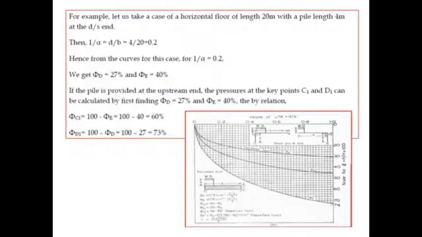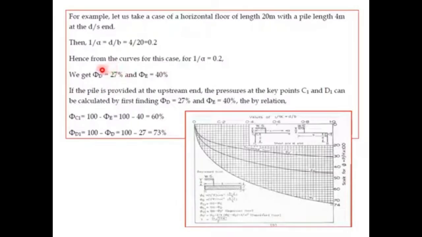So let us take an example of a horizontal floor of length 20 meters and pile length 4 meters, which is provided at the downstream end. Now you can see this is the graph where we have the pile at the downstream end. D is the depth of the pile, B is the floor length, which is 20 meters. So 1 by alpha is nothing but D by B, which is 4 divided by 20, is 0.2. Now you can read the curves for 1 by alpha 0.2. So here this is 5D, and then you can go and 5E can be read. So 5E is 40, whereas 5D is about 27%.